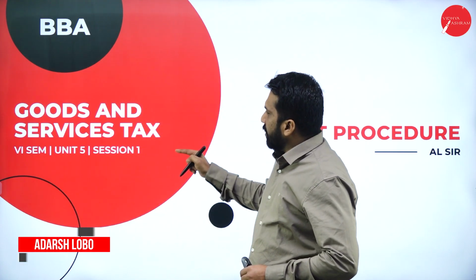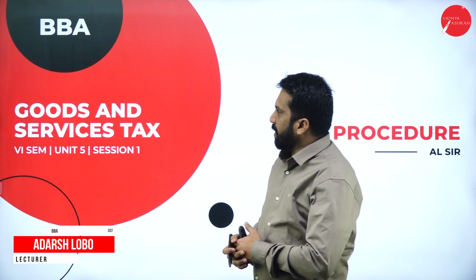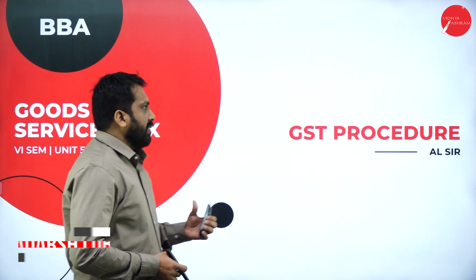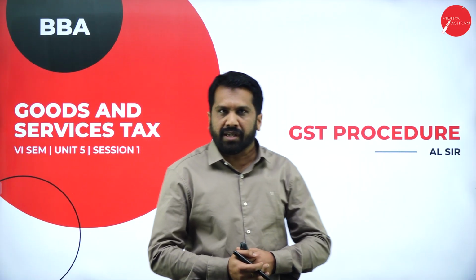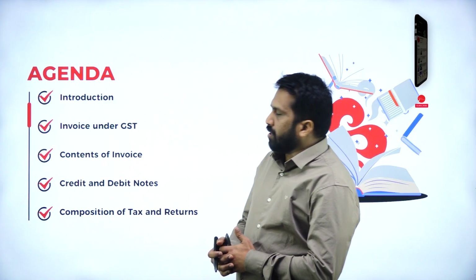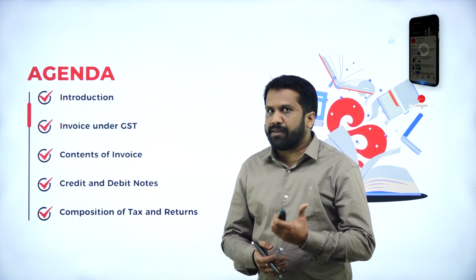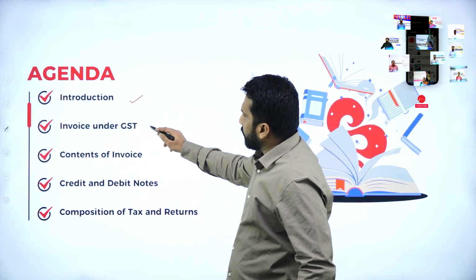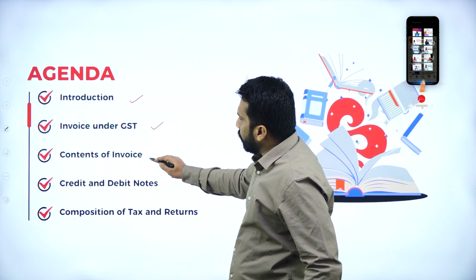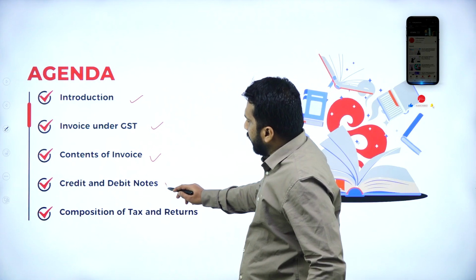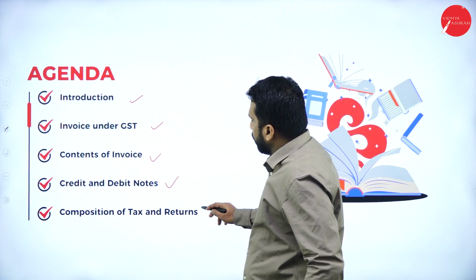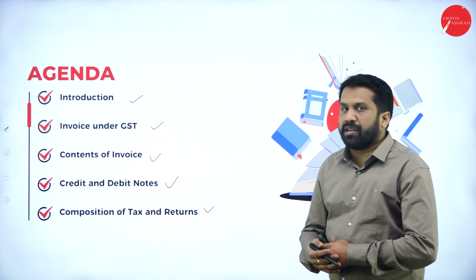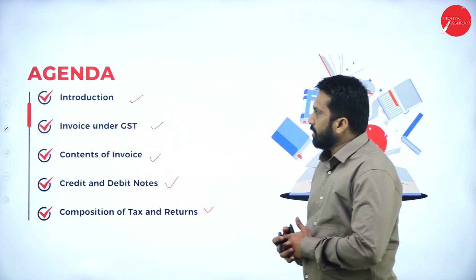We are discussing your last unit, that is unit number 5, Goods and Service Tax. In this, we are discussing the topic called GST procedures. Now, under GST procedure, the agenda for today's session is introduction part, invoice under GST, contents of invoice, credit and debit note, composition of tax and returns. These are the major topics we are going to discuss in today's session.